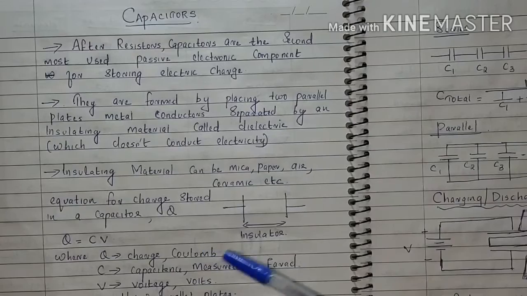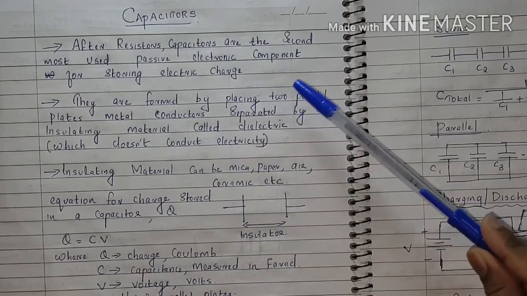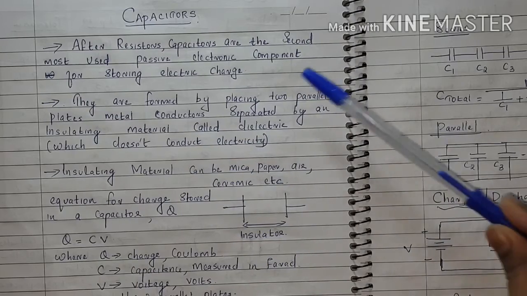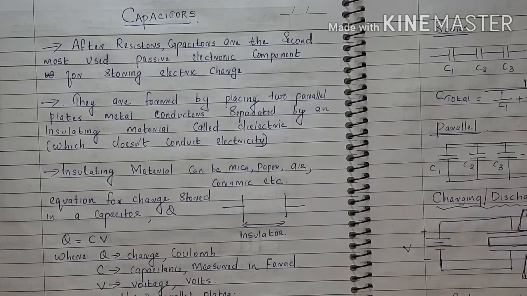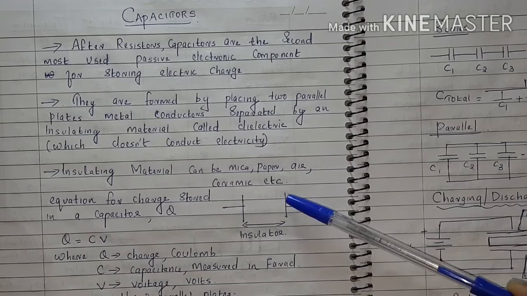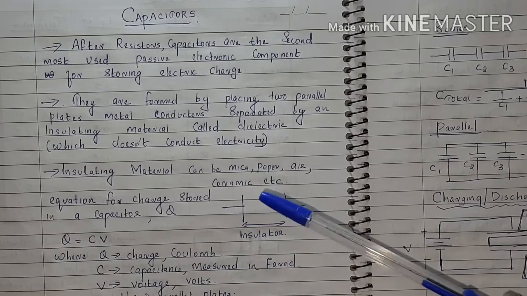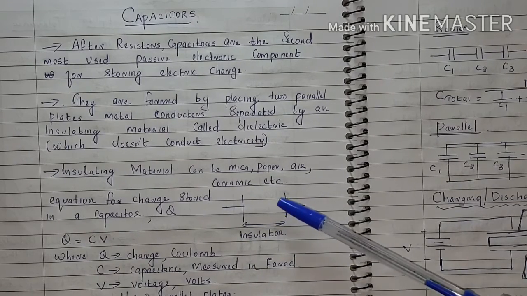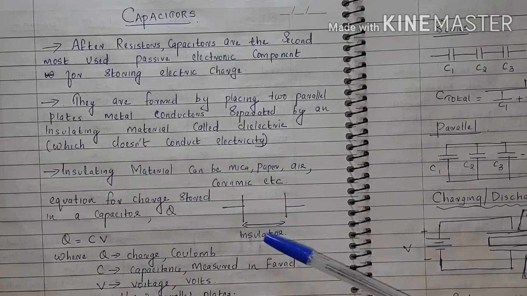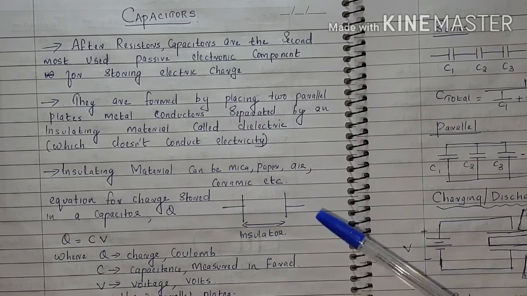What is a capacitor? After resistors, they are the second most used passive electronic component to store electric charge, and they are formed by placing two parallel plate metal conductors separated by an insulating material called dielectric, which does not conduct electricity. And this dielectric can be mica, paper, air, ceramic, glass, etc.